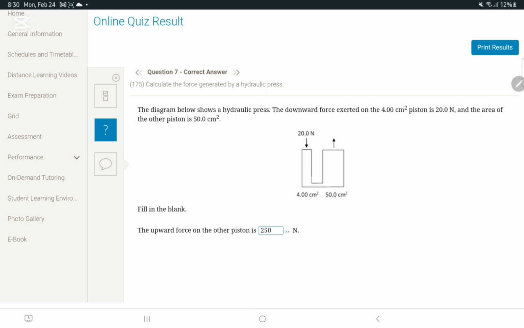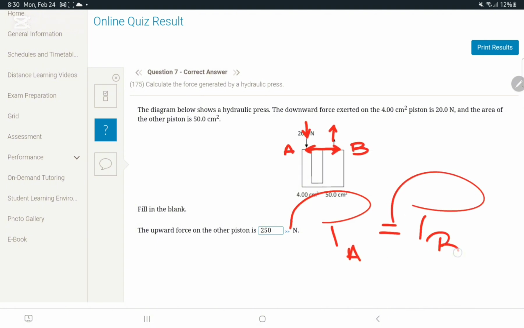We have this hydraulic press. We have two different locations where the force is being exerted, or the pressure. It's on these places, but we can notice that they're on the same horizontal level. This means that the pressure exerted here is going to be the same as the pressure exerted here. So the pressure on point A, let's call this point A and this point B. The pressure exerted on point A is equal to the pressure exerted on point B.